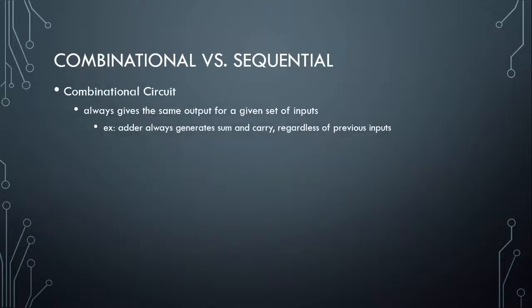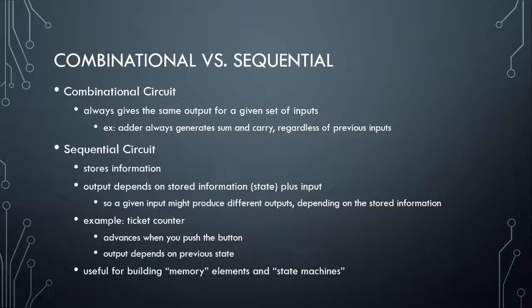Let's talk a little bit more, though, about combinational versus sequential. A combinational circuit is always going to give the same output for a given set of inputs. For example, an adder, an adding circuit, always generates a sum and then a carry, regardless of previous inputs. A sequential circuit stores information, right? And then that output depends upon that stored information, or state, plus whatever the input is. So a given input might produce different outputs depending upon the stored information. A quick example, a ticket counter. It advances when you push the button, and the output is going to depend upon the previous state of the button. So, the count might be 12, and then the next one comes through, it's 13, then 14, and so on and so forth. This is very useful when you're building memory elements and state machines.